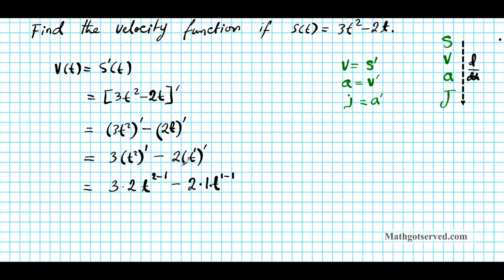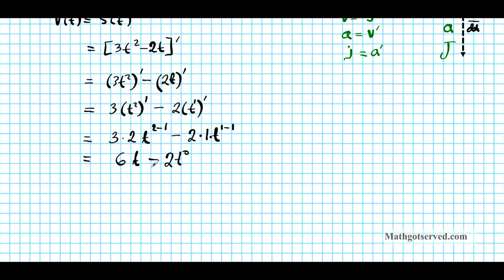All right, so let's go ahead and simplify this. So we're going to have 6t to the first power minus 2 times 1 is 2, 2t to the 0th power. Okay? Now, if we reduce it, we're going to have 6t minus 2. t to the 0 is just 1, so we're left with 6t minus 2 as our final result. All right, let's box our answer. Let's also indicate what this is. This is our velocity function.